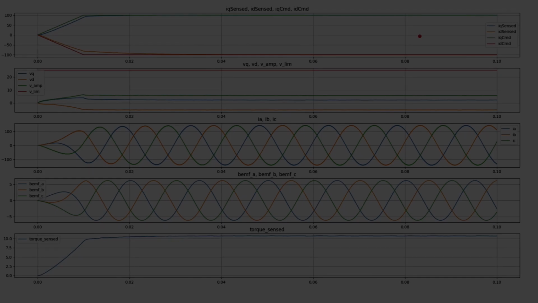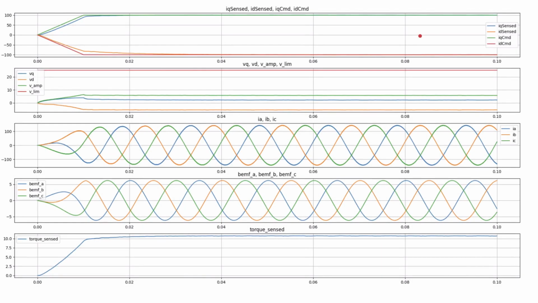First, I'll simulate some operating point with a sinusoidal back EMF without the AFC algorithm. Beautiful. The D and Q currents are DC. So are the D and Q voltages. We can see the phase currents and the back EMF waveforms are nice sinusoids, and we can see a relatively constant torque. Now let's add some harmonics.